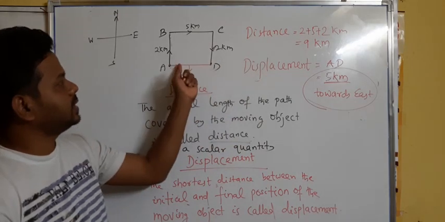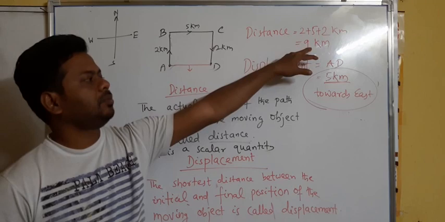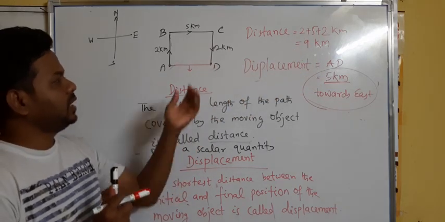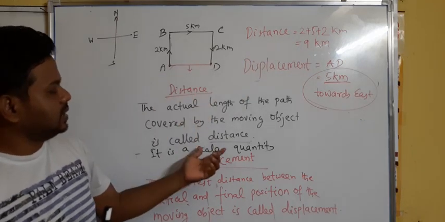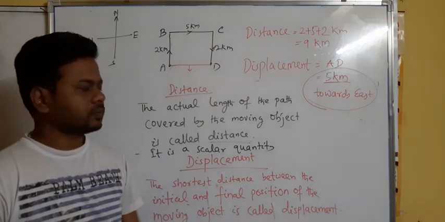But when it is given what is the distance covered, it will be 9 kilometer. Only magnitude is there, no direction is mentioned, or no need to give any direction. It has no direction actually. That is why distance is a scalar quantity and displacement is a vector quantity.